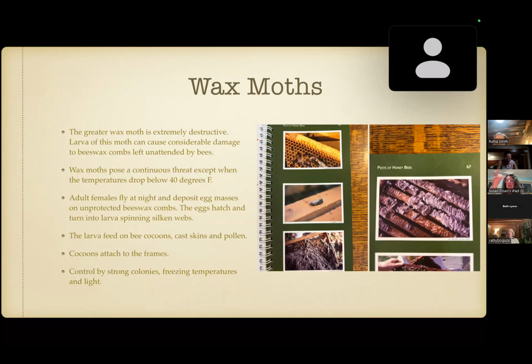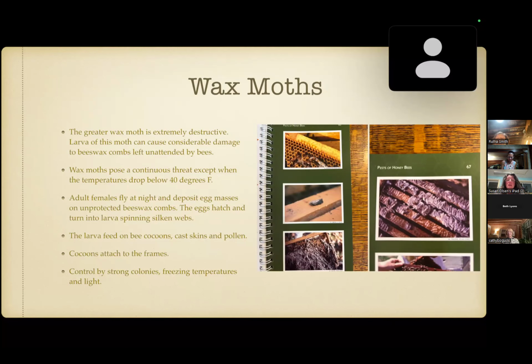Typically you're going to see that in a very weak hive, or if you have stored your wax frames after you have pulled your honey supers off and stuck them in your barn or your basement, and those wax moths find them, they will destroy your wax. It's disgusting. They pose a threat until the temperature drops below 40 degrees. Females fly at night. They deposit their egg masses. Larvae hatch out. They make those nasty webs. Those larvae feed on bee cocoons, old bee skins, and pollen. Cocoons attach to the frames.